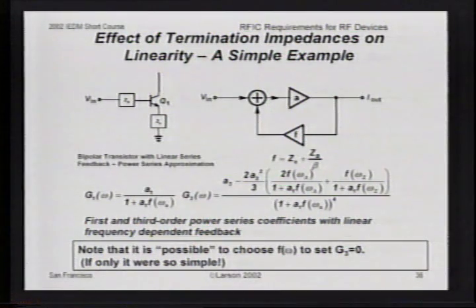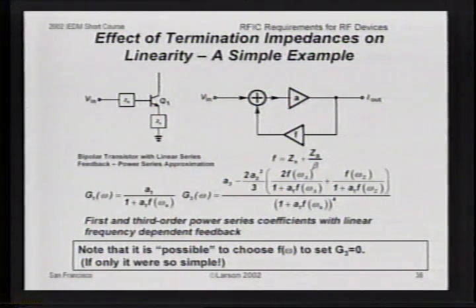And what we can do is we can look at this circuit as a feedback circuit. And if we analyze the circuit using a power series approximation for the bipolar device, and assuming a general frequency-dependent feedback, it turns out that there's this rather long and complicated expression for the third-order nonlinearity. If you think back to a polynomial approximation to the nonlinear response, this would be the third-order coefficient, and this would be the first-order coefficient. First-order coefficient is the linear gain, and the third-order coefficient is what determines all the bad nonlinearity that we're trying to minimize.